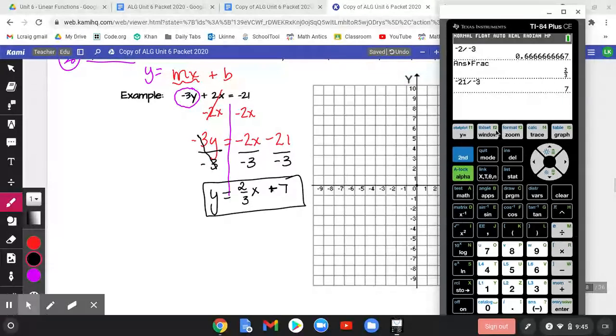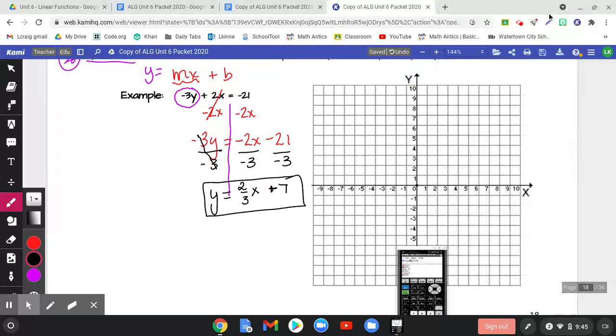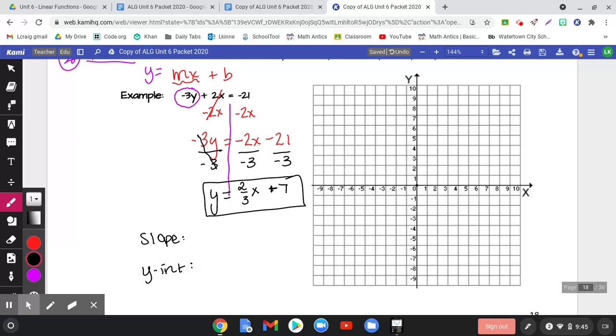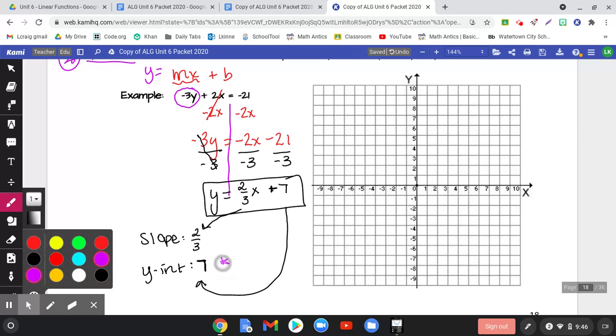All right, so now again, you could go to y equals and type that in and do that, or we're going to use method 2. So you solve for y, then you want to find your slope and your y-intercept from the equation. My slope is always with x, so it's 2/3. My y-intercept is the number by itself, which is positive 7. And it's important to note that this is where you start. So we find 7 on the y-axis up here. All right, it's your y-intercept.